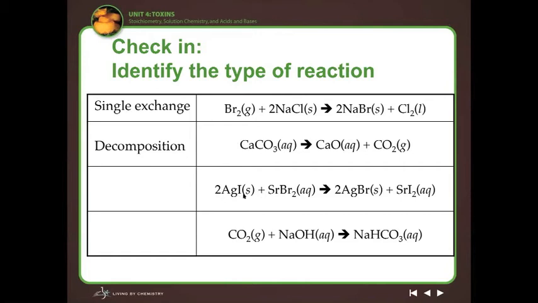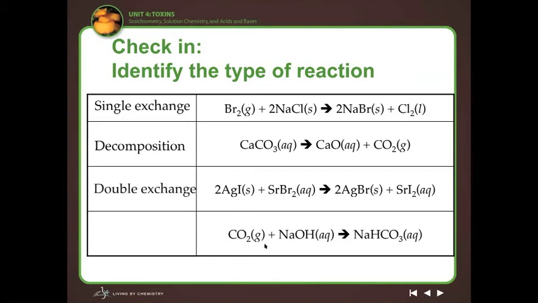Here you've got silver iodide and strontium bromide. Here you've got the silver now with the bromide, silver bromide, and the strontium, well, that's with the iodine. Oh, they swapped partners. This is a double exchange.